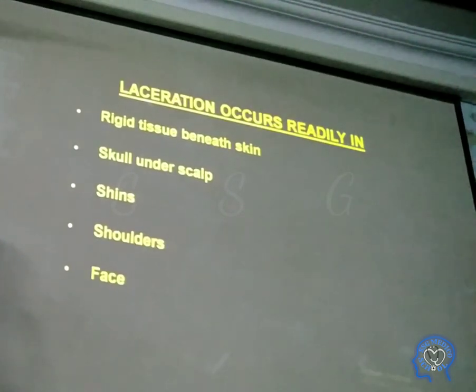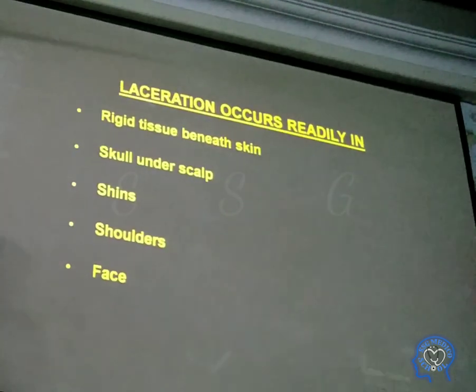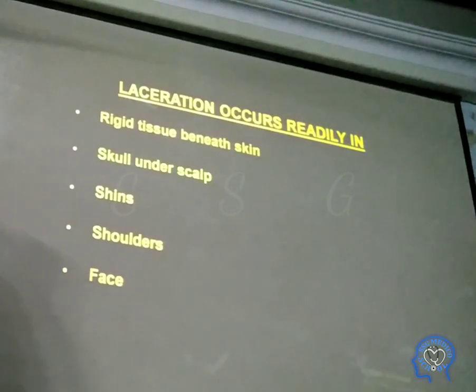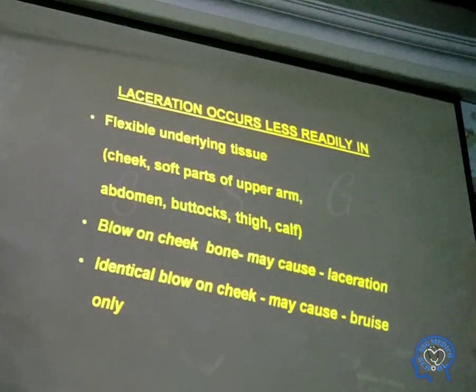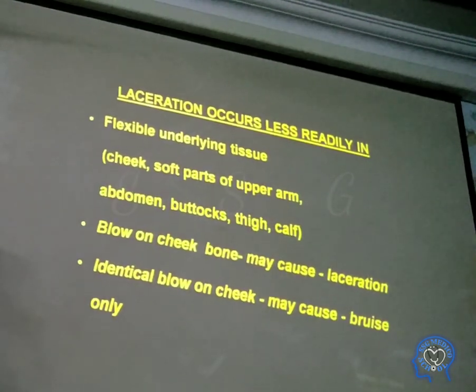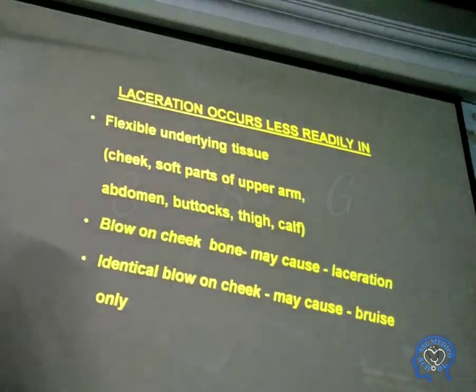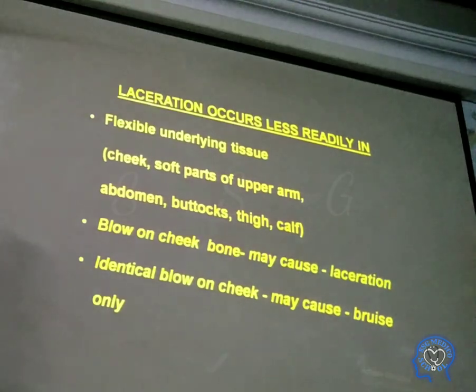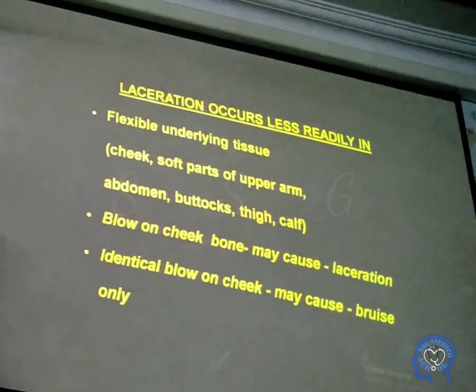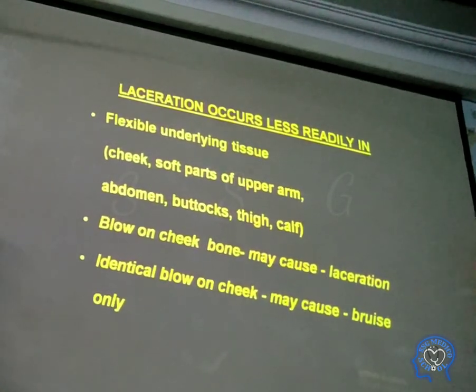There is no supporting bony structure. Rich tissue finishes: skin, skull, chin, shoulder. Next. Less commonly in the soft parts of the body: cheek, abdomen, buttocks, eye, calf.